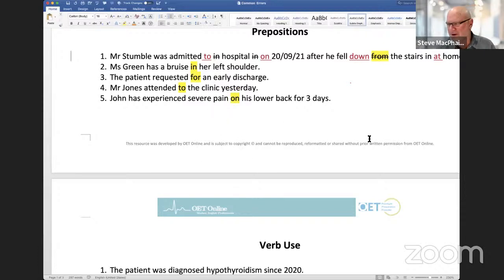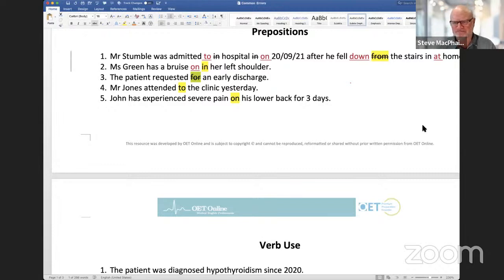So we have to think about these words. Yeah, the bruise isn't in the shoulder. It's on the shoulder. The patient requested for. We don't need for because that's a verb. You request something. You don't request for. You can make a request for something, but as a verb form, the patient requested an early discharge.